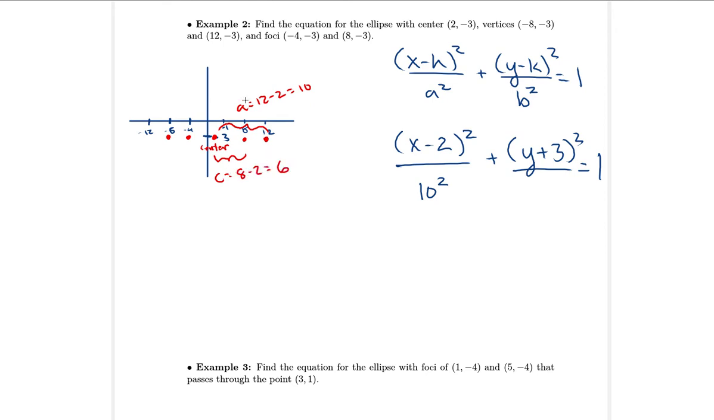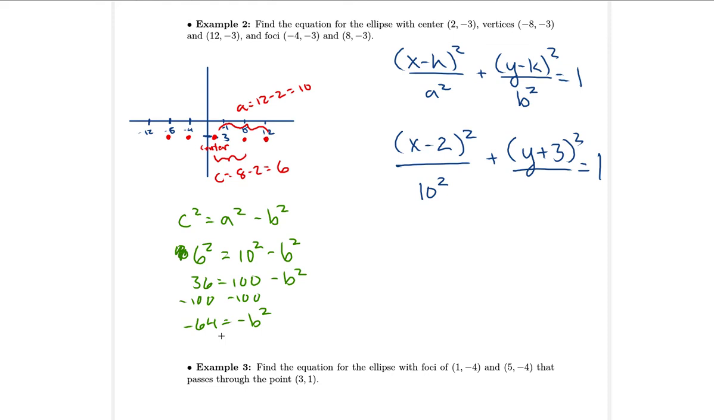So since we know C is 6 and A is 10, we can solve for B using this formula here. So we have 6 squared equals 10 squared minus B squared. So 36 is 100 minus B squared. So we get negative 64 equals negative B squared. So 64 is equal to B squared. And that's enough right there. Or you could also say 8 equals B.